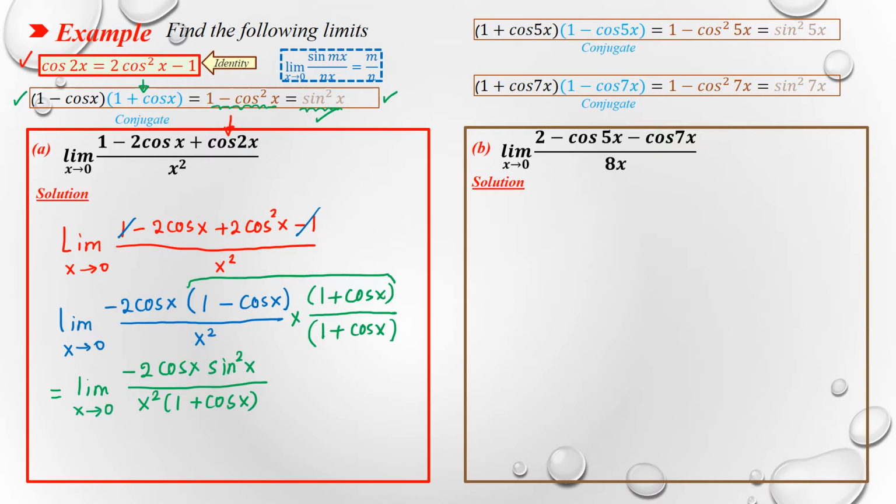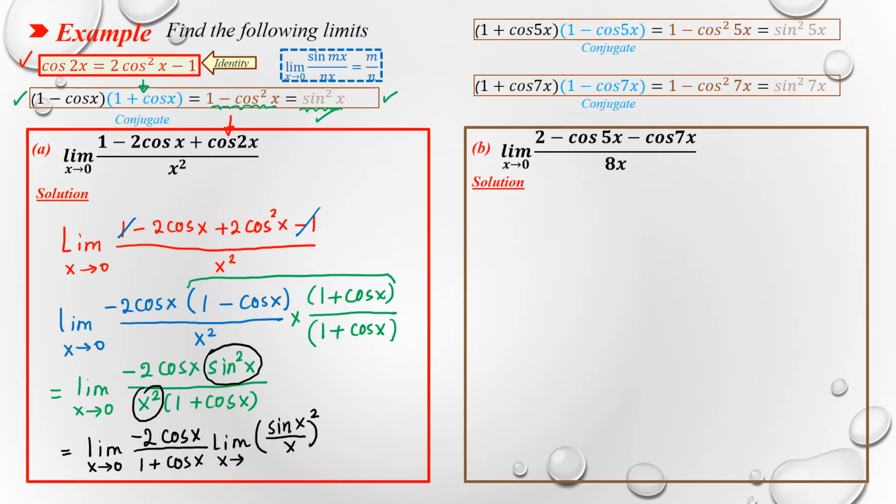Now you can split this limit. You will get the limit of negative 2 cosine x divided by 1 plus cosine x when x goes to 0 multiplied by the limit of sine squared x divided by x squared, and we can write it as sine x over x, all squared, when x goes to 0. For the first limit you have to use direct substitution, and you will get negative 2 cosine 0, which is negative 2, divided by 1 plus cosine 0, and cosine 0 equals 1, so we have 1 plus 1, which equals 2, multiplied by the limit of sine x over x.